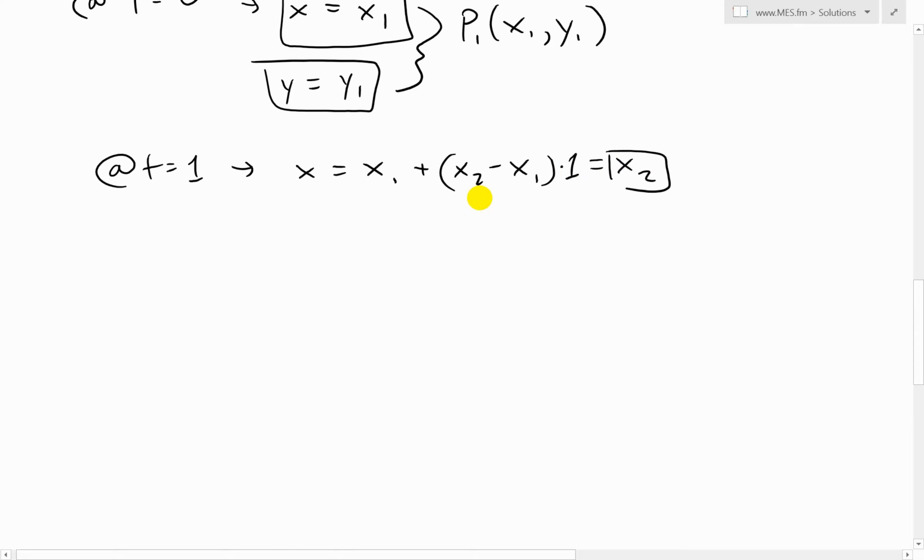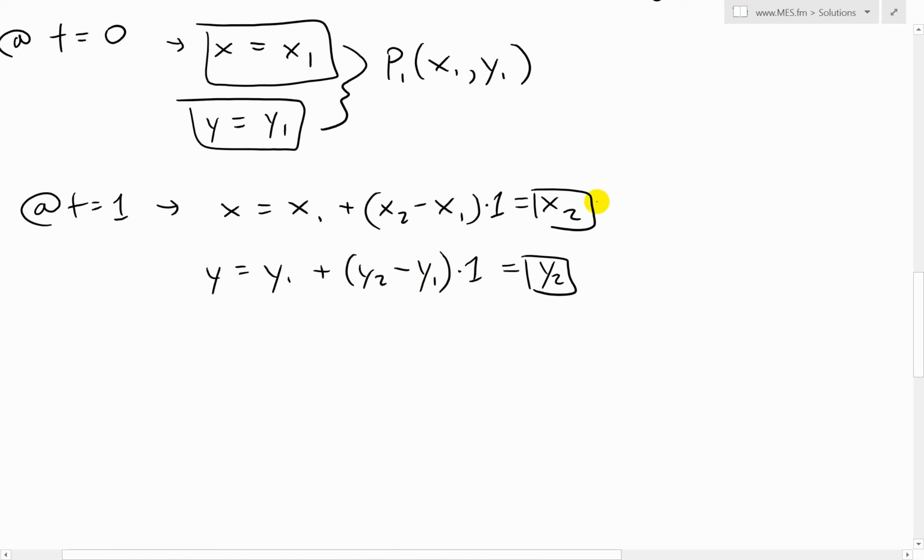And likewise for y, we have y is equal to y1. It's the same exact equation, but just remove x and y's. So we have y2 minus y1 times 1. The y1's cancel. We're left with y2. And this corresponds to the point P2, where we have x2 coordinates and y2 like that.